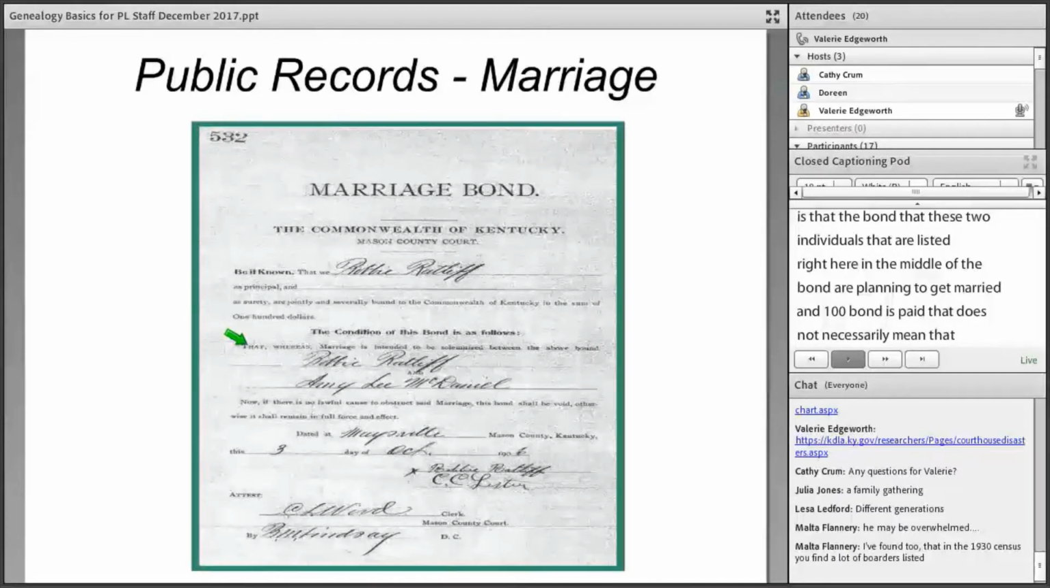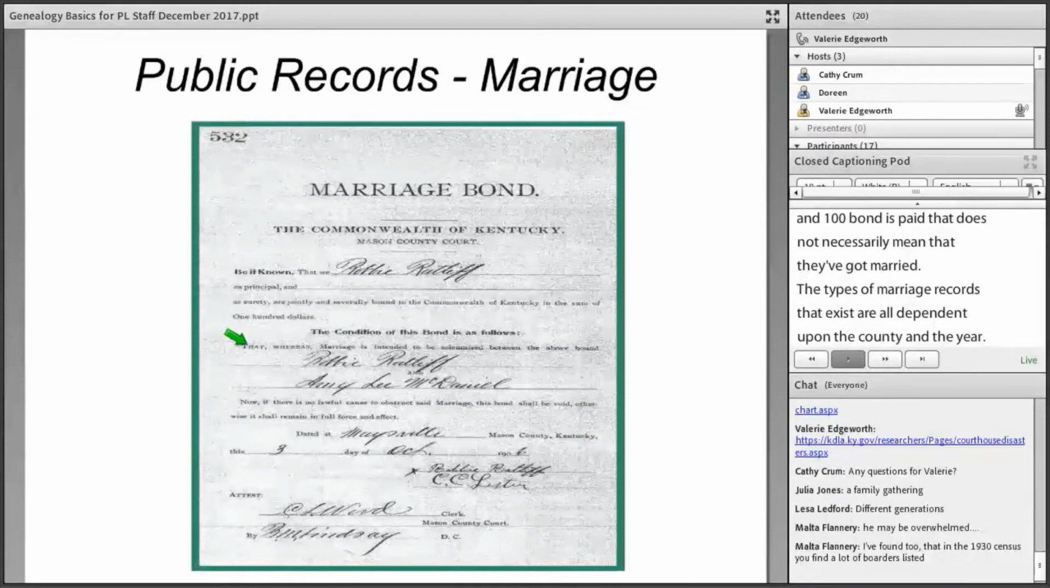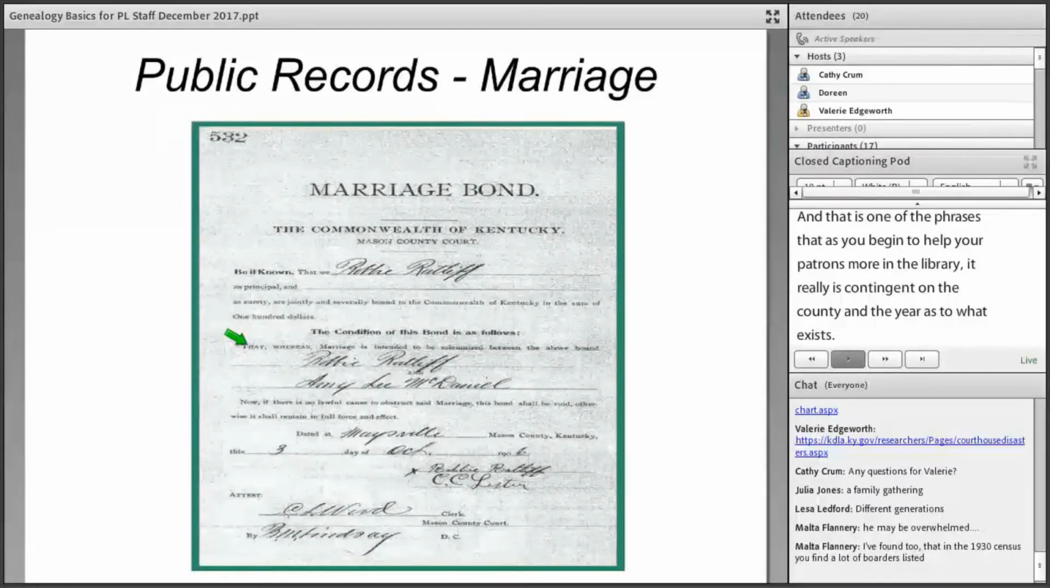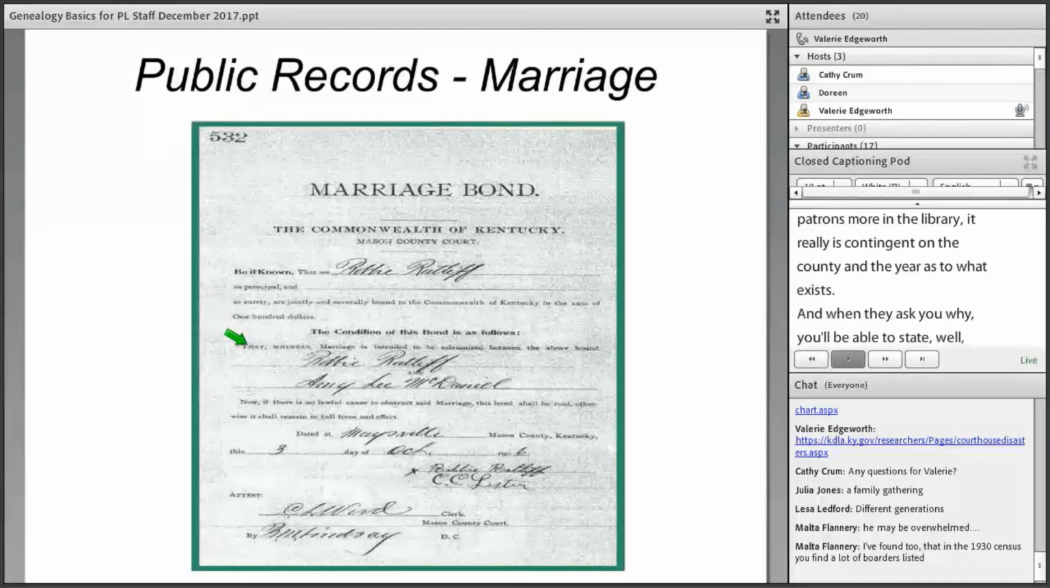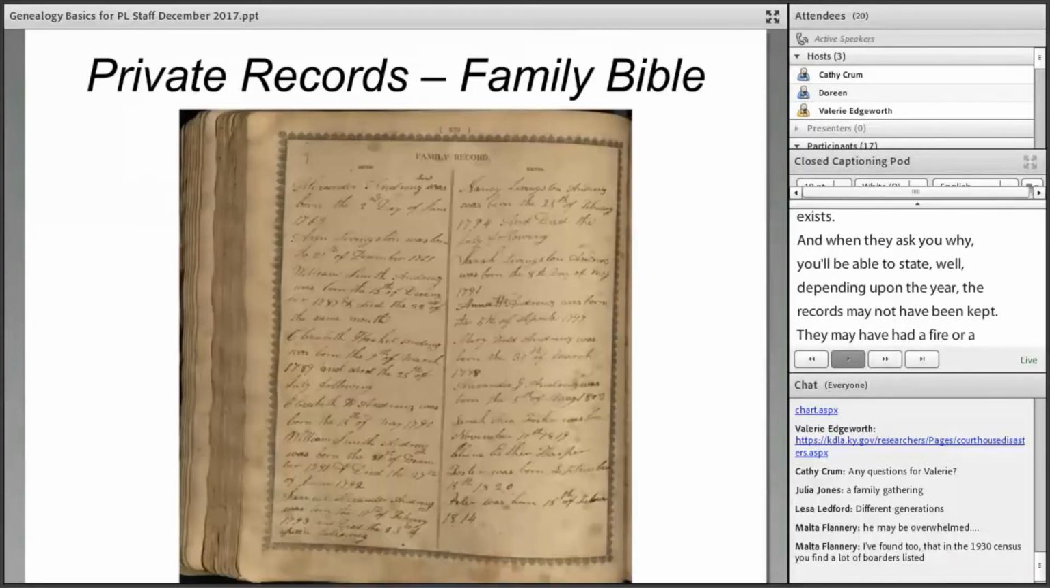The types of marriage records that exist are all dependent upon the county and the year. And that is one of those phrases that as you begin to help your patrons more in the library, it really is contingent upon the county and the year as to what exists. And when they ask you why, you'll be able to state, well, depending upon the years, records may not have been kept. They may have had a fire or a flood. So all these sort of things affect that information.